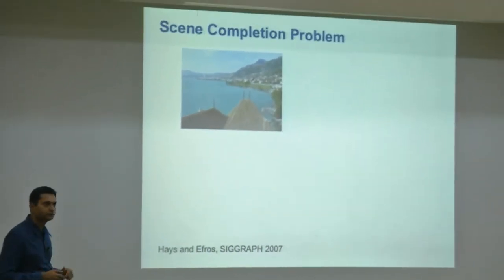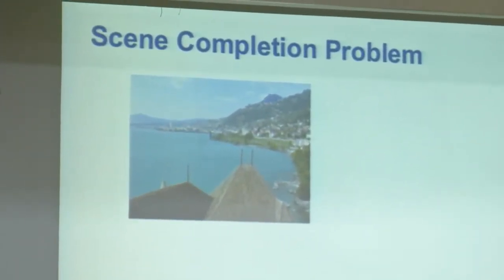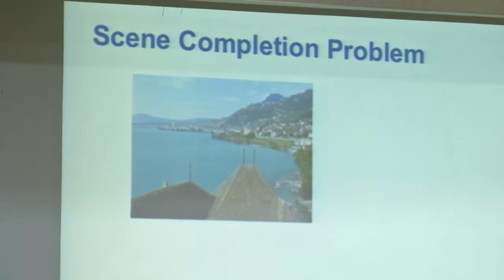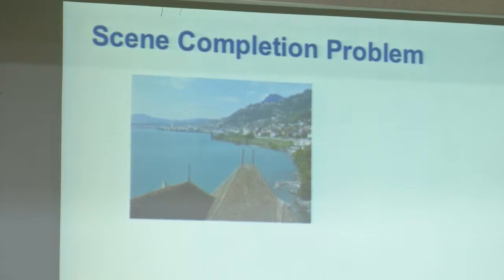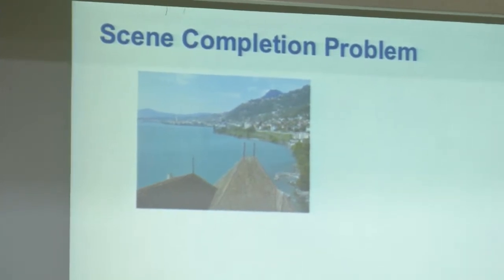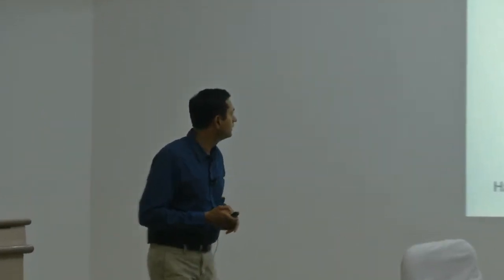So here's an example from 2007 from the SIGGRAPH conference. This is something called the scene completion problem. Somebody took this photo while traveling in Europe somewhere. When they took this photo of this nice, beautiful lake, somehow there was this house that came in the way. So they wanted to get rid of this house from the picture and just have the view of the lake.